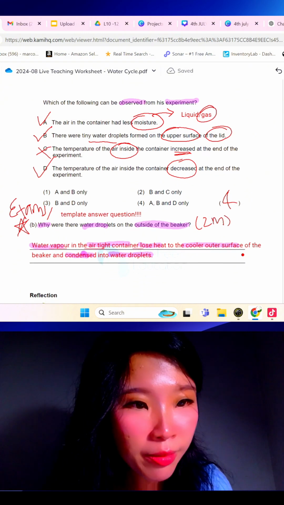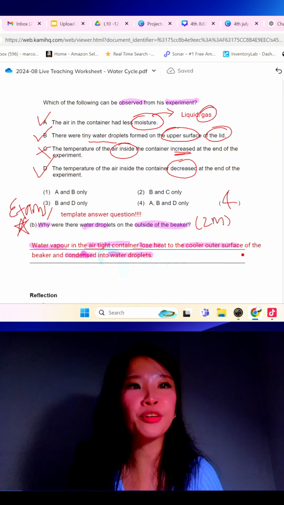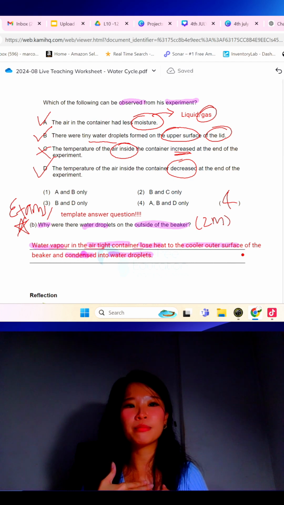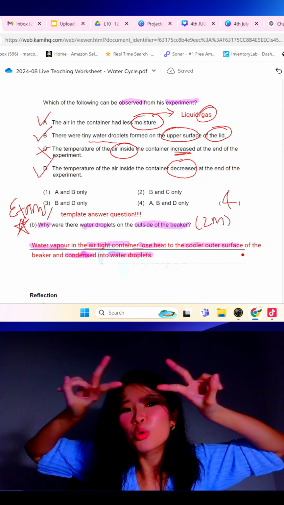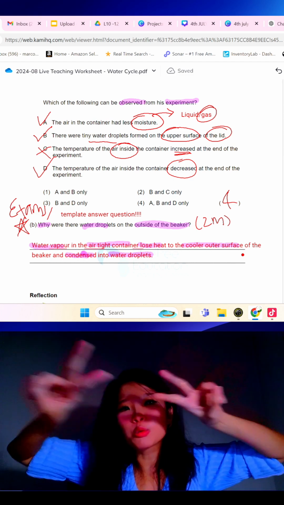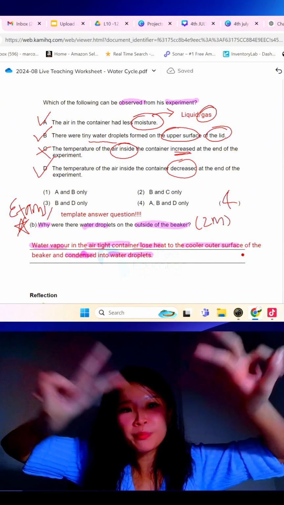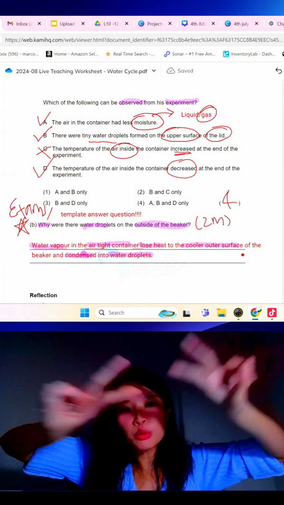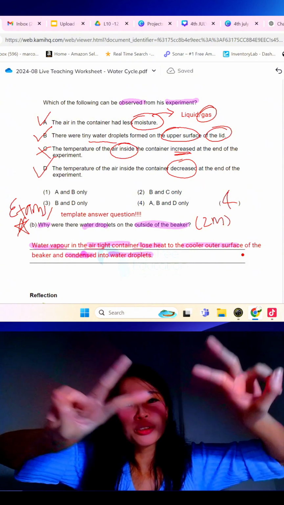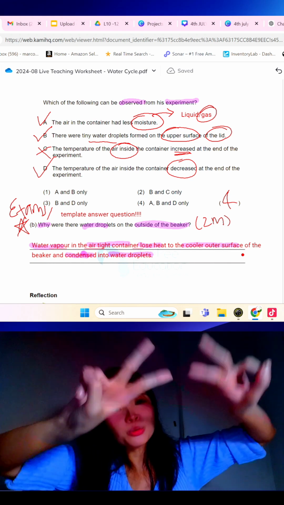Last one. Does anybody not understand what I'm teaching? If you understand what I'm teaching, type 2.